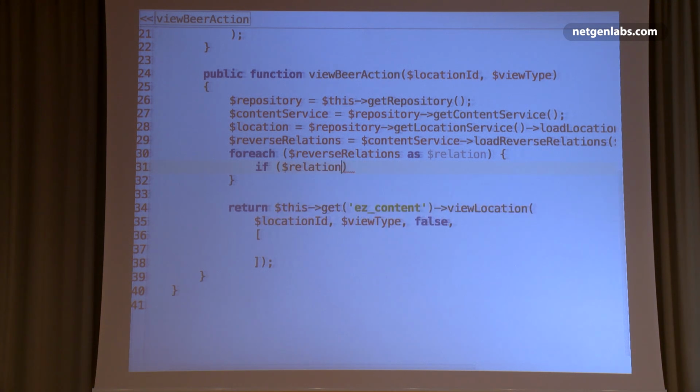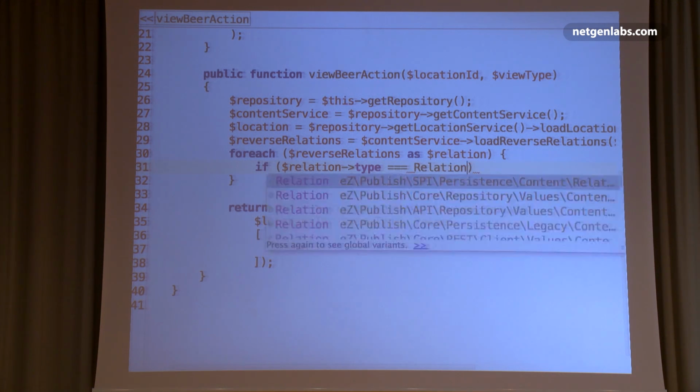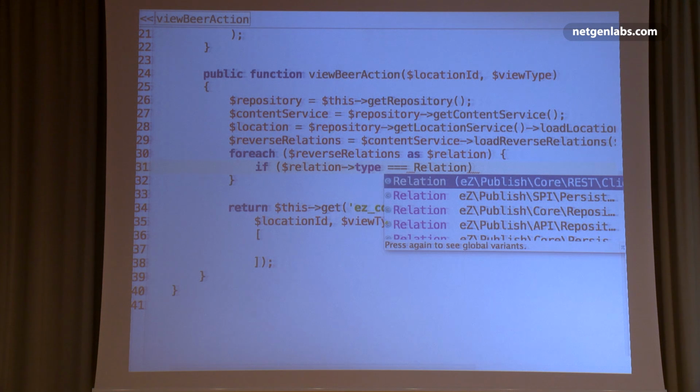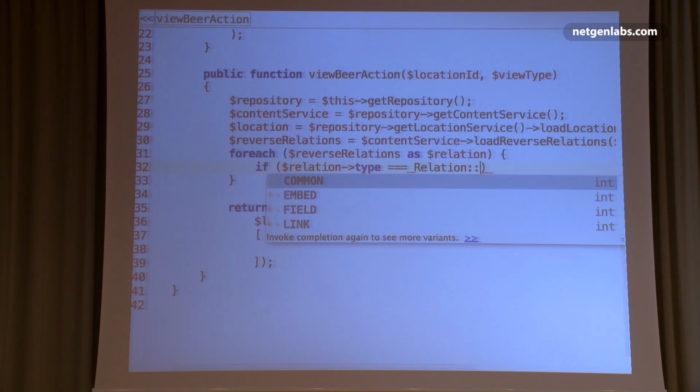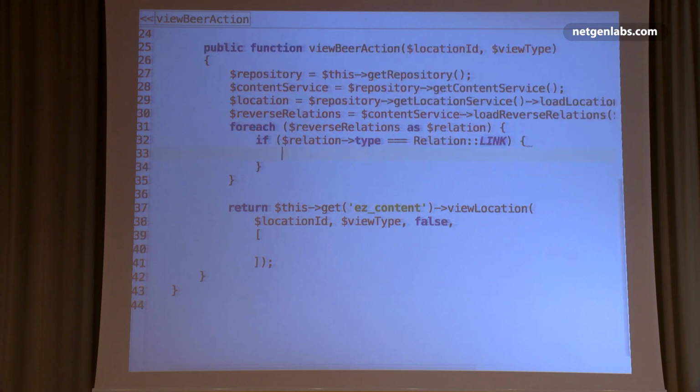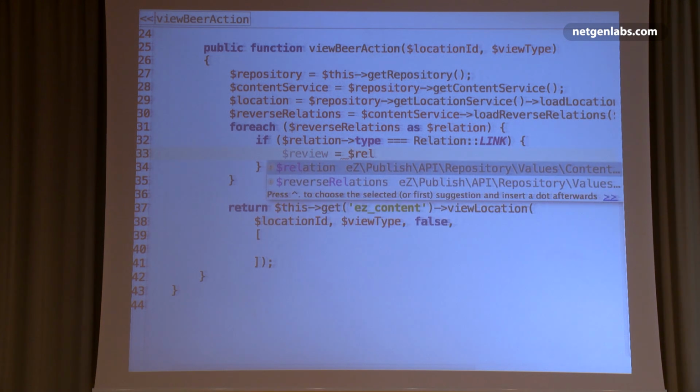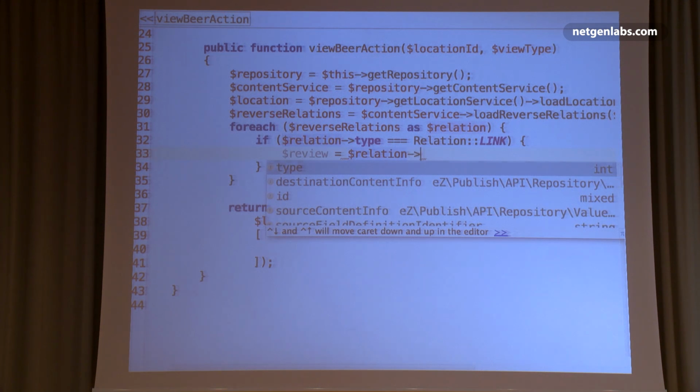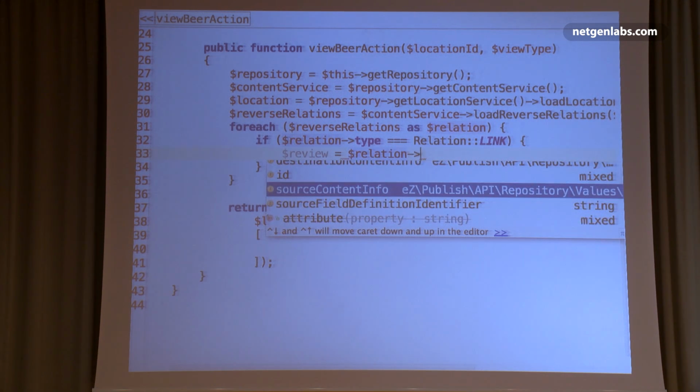Okay. If relation type equals relation, this one, field, then my review equals relation. So here we're looking for the source content info. As it's reverse, the destination is the beer itself. So source content info. Right.